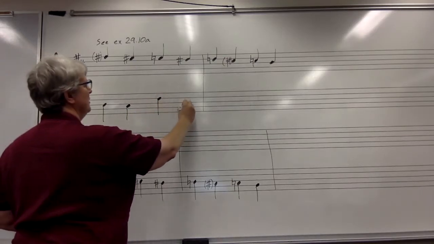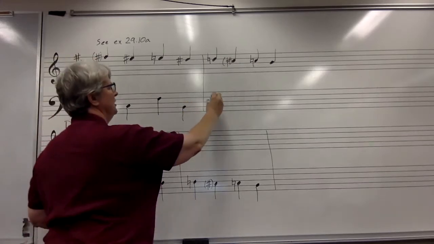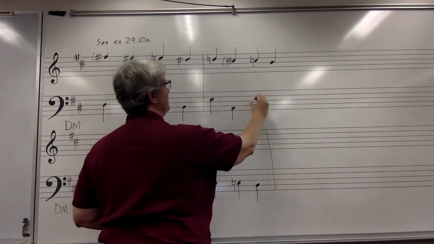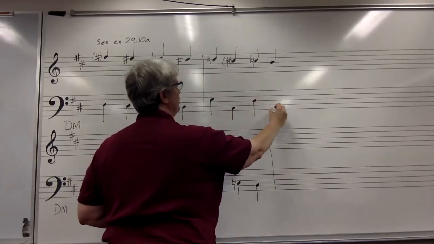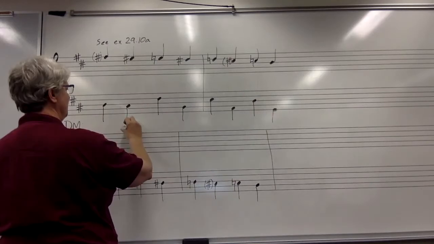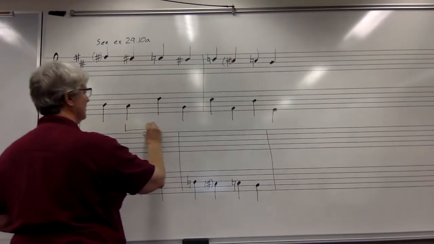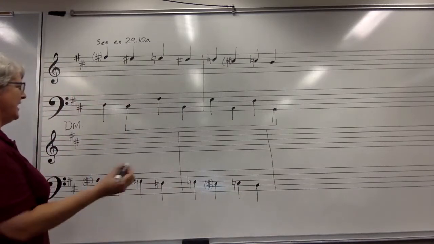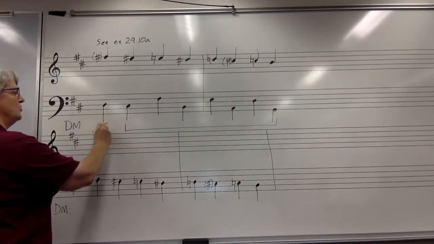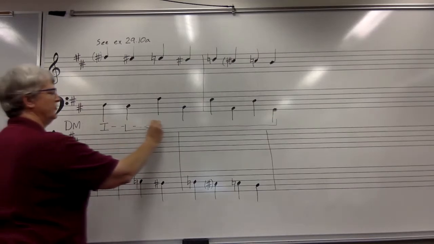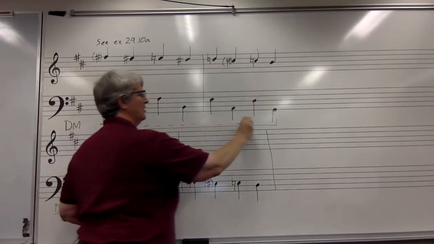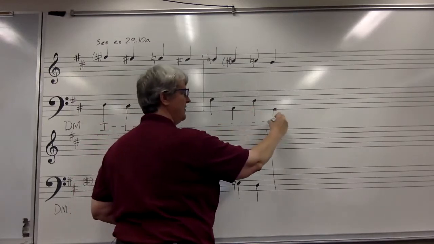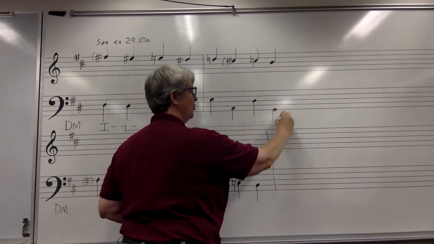F sharp, B, E, A, D, G. Basically, everything from here to here is a circle of fifths progression. And essentially what we're doing is we're prolonging the one chord through that circle of fifths. We get back to another one chord, although it's going to have a 7 added to it. And then this is taking us to the 4 chord.